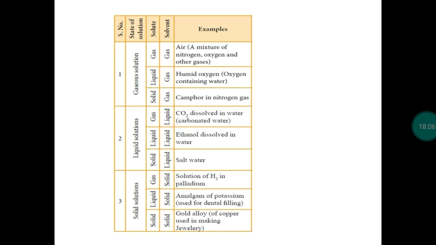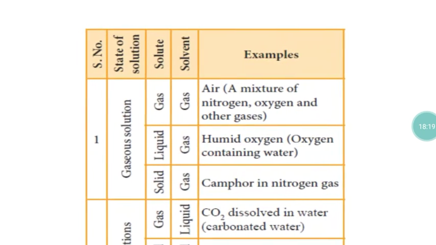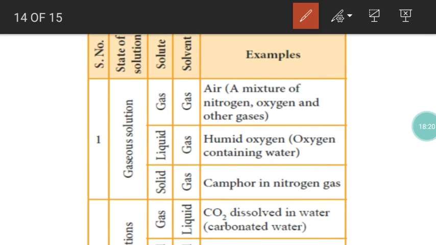Then this is the classification of solutions based on the physical state. What is the physical state of a solute? What is the physical state of solvent? Based on this, we have 9 types of solutions. First one, gaseous solutions. So in gaseous solutions, the solvent will be a gas.